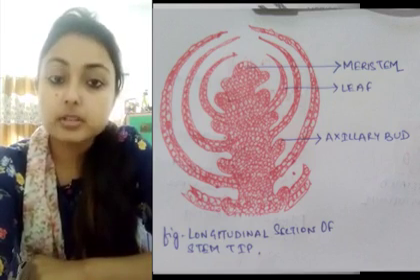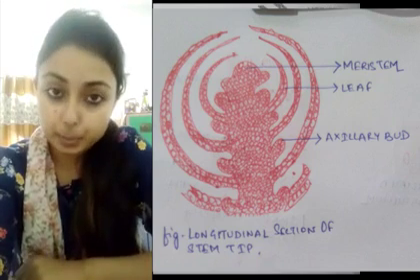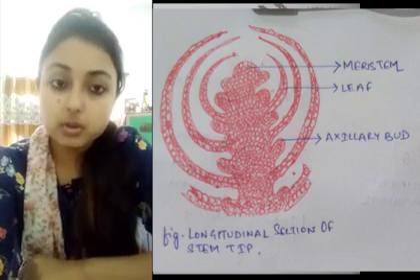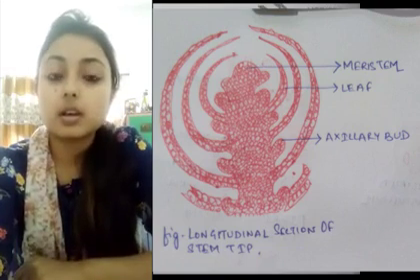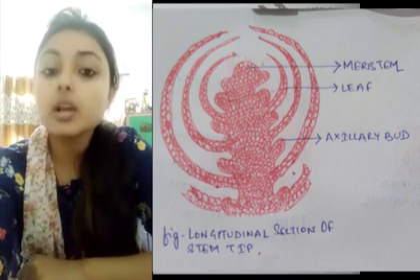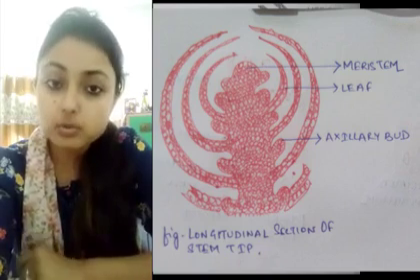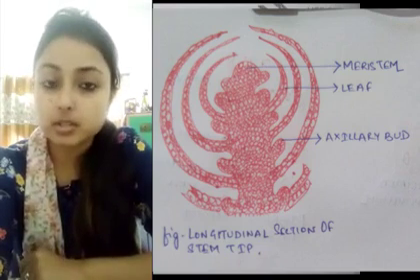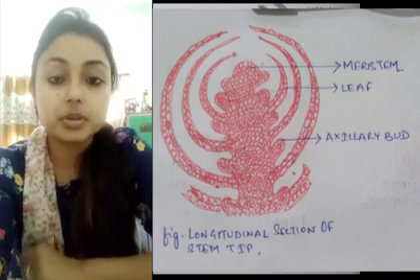Meristematic tissue is found at all growing tips of a plant. I repeat, meristematic tissue is found at all growing points of a plant. Now the question is, what are these growing points? The growing points of a plant are the tips of roots, stems and branches. They are also found between the bark and wood of trees.